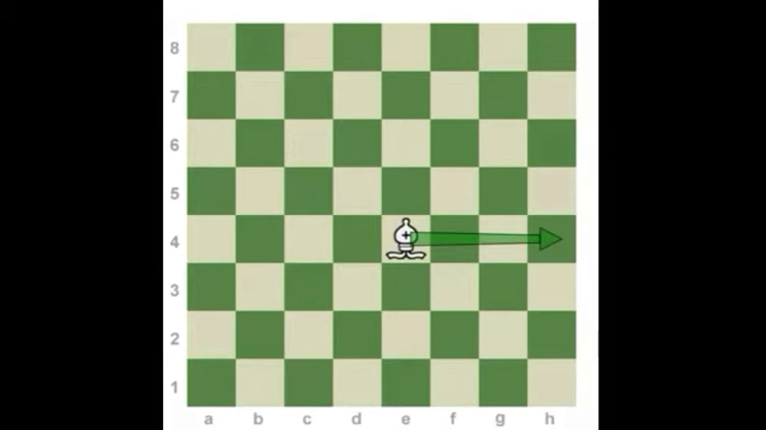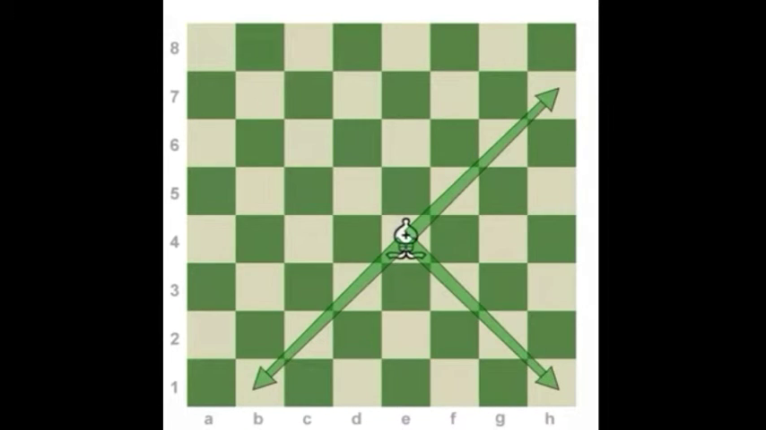The bishop is not allowed to move along the ranks or the files, ever, and its only legal movement is along the diagonal of the color it currently sits on. In this position, for example, this bishop could move to any square along the B1, H7 diagonal, or any square along the H1, A8 diagonal.